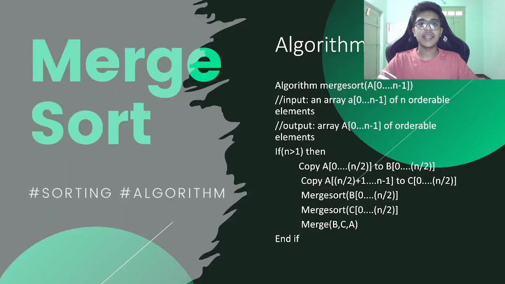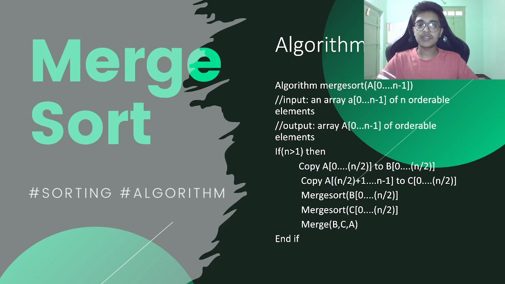Moving on to the next slide, we have the algorithm for merge sort. The algorithm merge sort takes an input array A from 0 to n minus 1 of orderable elements, where n is the size of the array, and the output is an array A from 0 to n minus 1 of orderable elements. If n is greater than 1, that is, if the size of the array is greater than 1, then you copy the contents of array A from 0 to n by 2 to array B, which is also from 0 to n by 2.